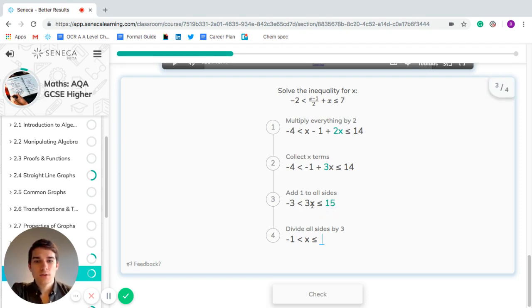And the very last stage, we want to get just x on its own in the middle, so we need to divide the whole lot by 3. So negative 3 divided by 3 is negative 1, then x in the middle, and 15 divided by 3 would give us 5.